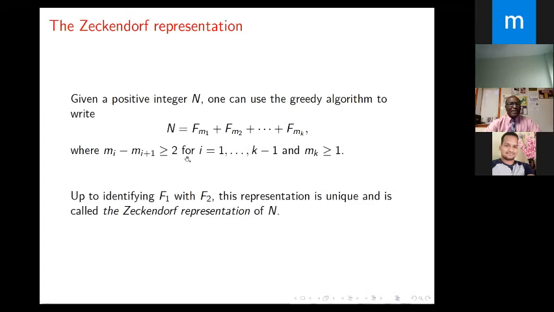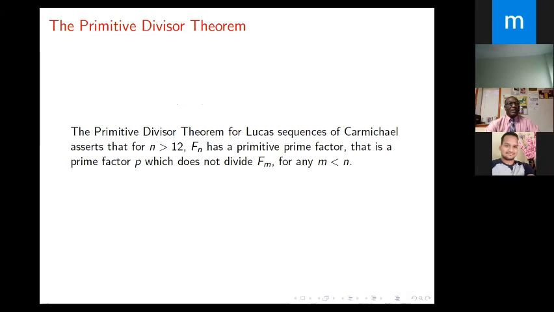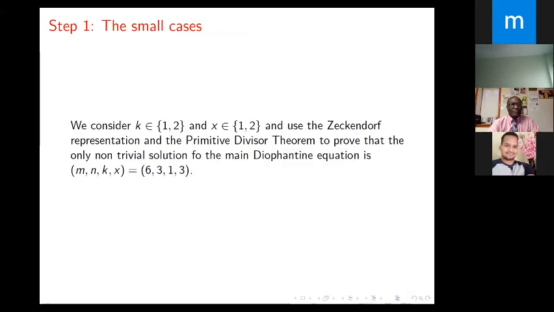So we look at that and it helps us to represent F1 and F2 in Zeckendorf representation. Then we look at what we call the primitive divisors theorem, and look at what can be done with the equation that we have. And then we consider, so we will have 4 steps.